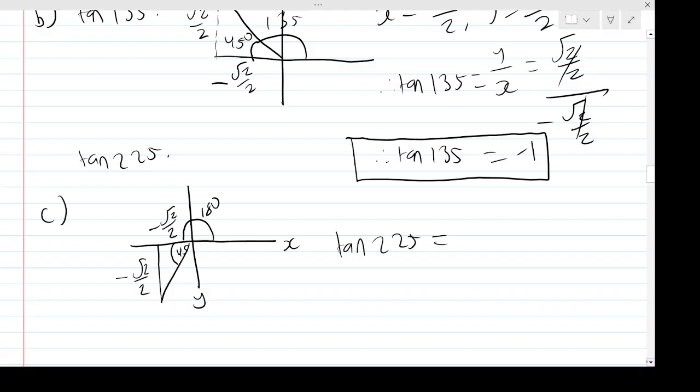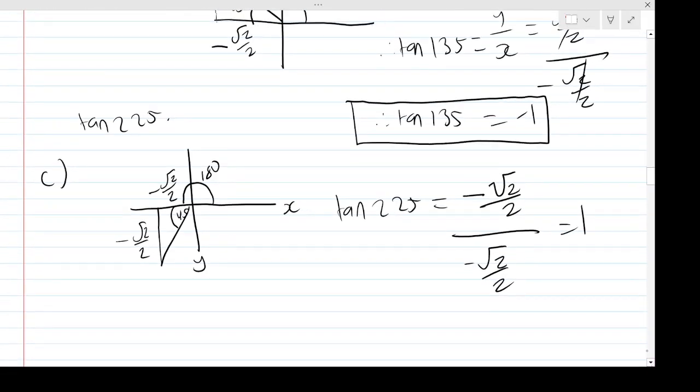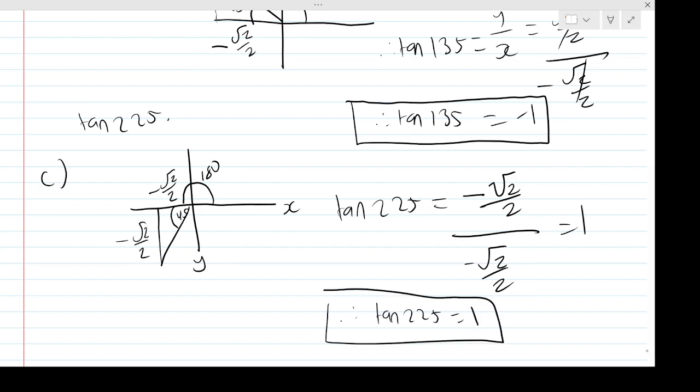negative root 2 over 2 over negative root 2 over 2, which should be negative 1 over negative 1, which should just be 1. So they cancel out again. Therefore, we get that tan 225 is indeed 1. Okay. Cool. There we are.